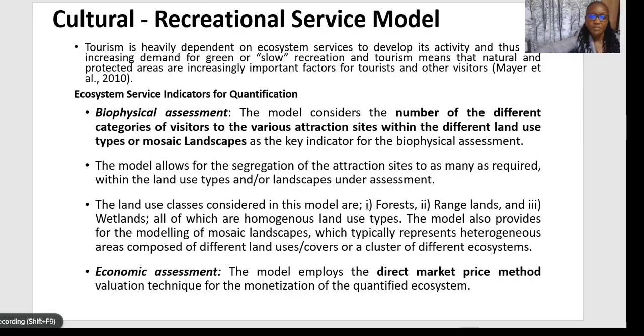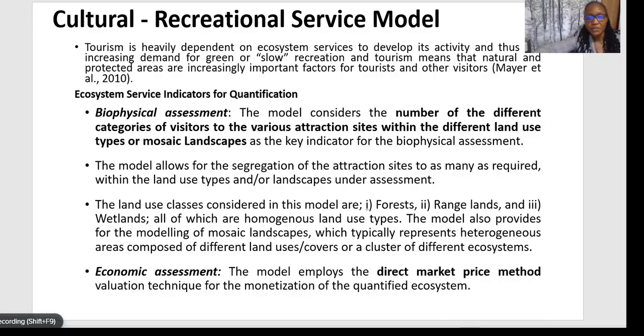And this is our last model today, the cultural recreation and service model. It's another easy to do model where the biophysical assessments or mapping is done indirectly, just like the biodiversity and habitat conservation. And what is so important about the cultural and recreation service?